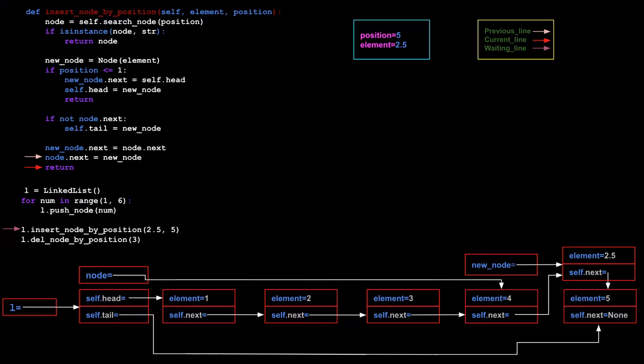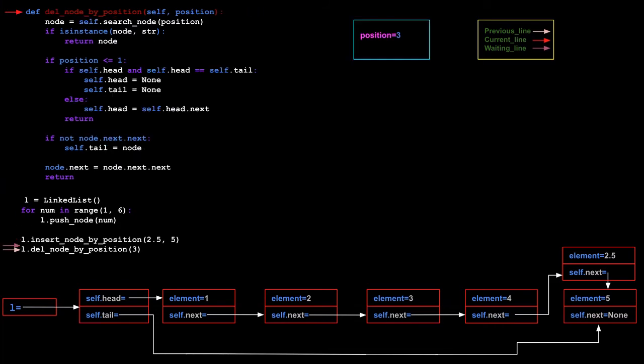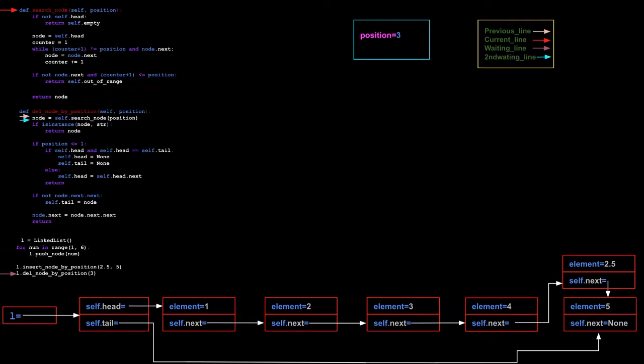And at this line, we return, all the local variables go away, and then we go back to where insert node by position was called. Now we want to delete a node by giving a position. So we call del node by position, and we pass the position that we want. As you can see, we will call the search node, and we want to go back again when we've done executing the search node, to where that search node function was called from the del node by position function.